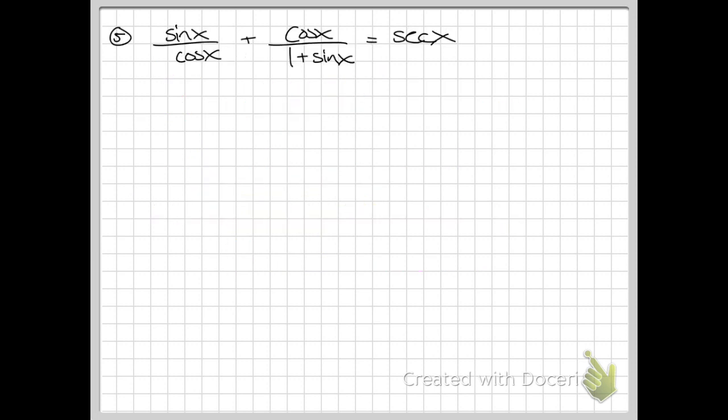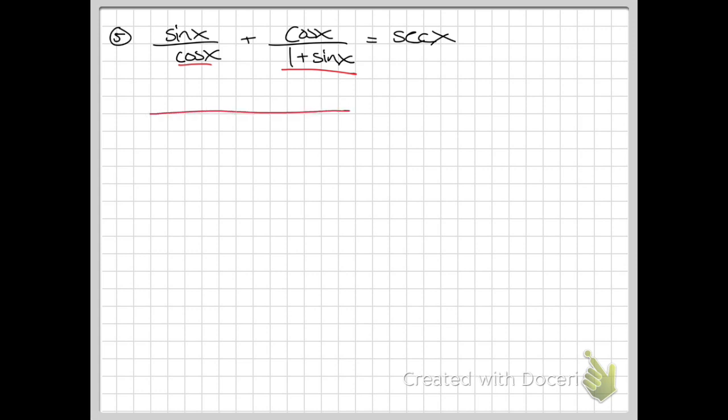Okay, number 5. So on this problem, when I look at it, I notice that the left has two terms, right? They're separated by a plus sign. But the right side only has one term. So I'm going to need to merge these terms together. The only way I can merge terms together is to make a common denominator. So you need to multiply by what's missing. So cosine times 1 plus sine is going to be our common denominator. In fact, let's just write that down.